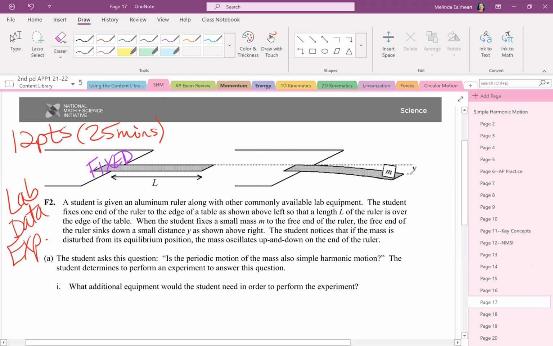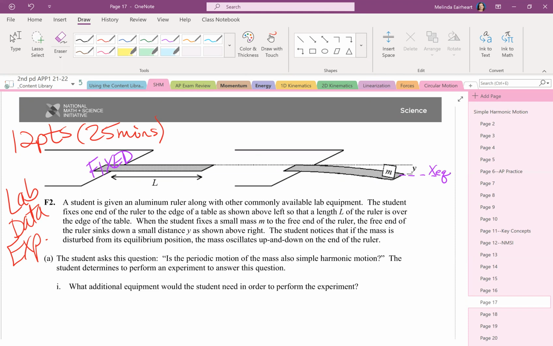When the student fixes a small mass to the free end of the ruler, the free end of the ruler sinks down a small distance, y, as shown in the above right. Now, we haven't flicked it yet. We haven't put it in motion yet. What's happening here? This is now our distance to the new equilibrium position, right? When you just set the mass on it and assume it doesn't slide off, then we have a new equilibrium position.